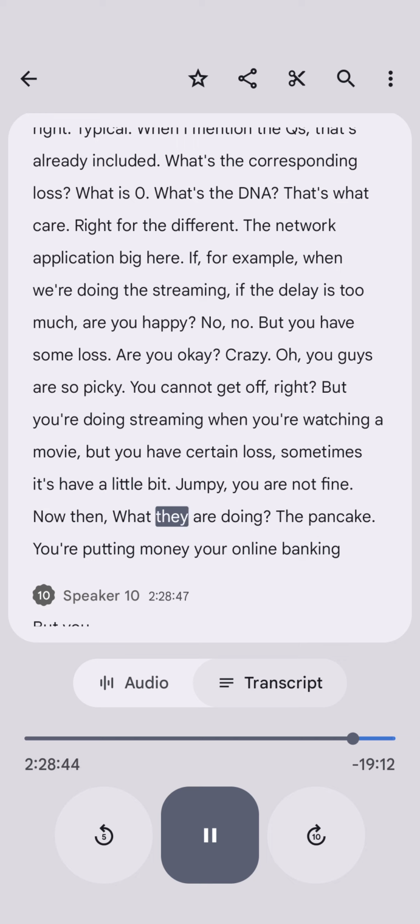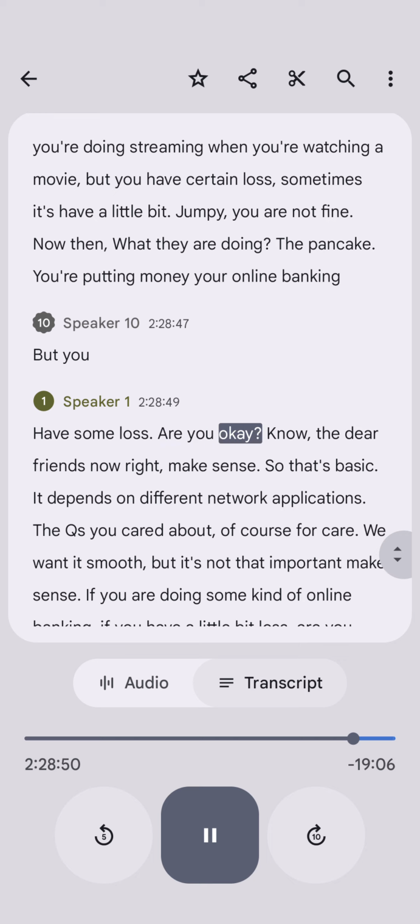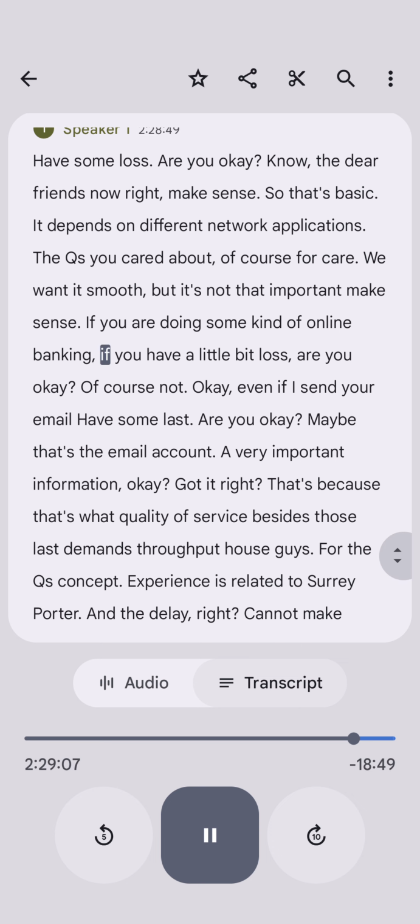Now, the next one. When you are doing online banking, putting money in your account, when you have some loss, are you okay? You know the difference now, right? It depends on the network application, and the QoS you care about differs. Of course we care about streaming, we want it smooth, but it's not that important. If you're doing online banking and have a little bit of loss, of course you're not okay. Even when I send you an email and there's some loss, maybe that email carries very important information. Got it, right? That's called network quality of service.